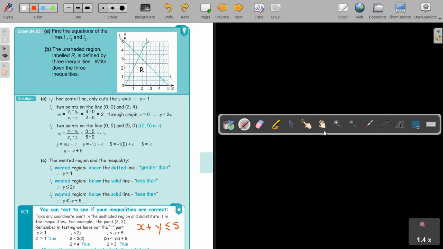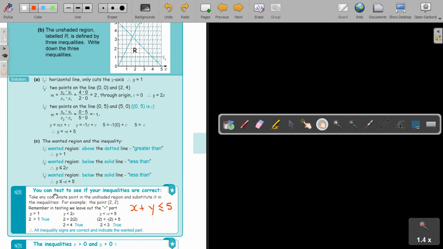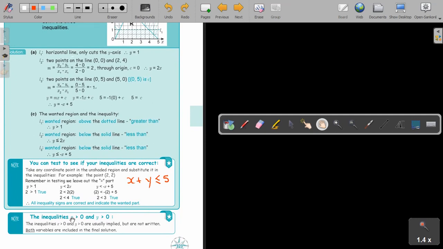Maybe I can just go through this. You can test to see if your inequalities are correct by just substituting a point. The inequalities are these, and x is bigger than 0, y bigger than 0. Inequalities of this kind are usually implied but are not written. Both variables are included in the final solution.